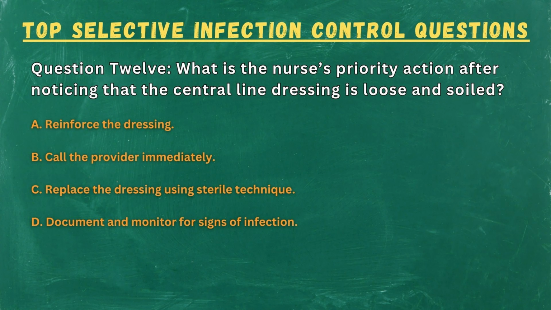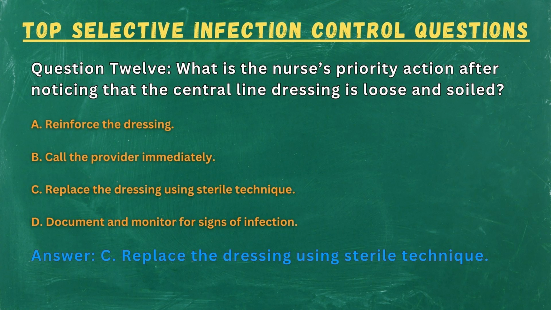Question 12. What is the nurse's priority action after noticing that the central line dressing is loose and soiled? A. Reinforce the dressing. B. Call the provider immediately. C. Replace the dressing using sterile technique. D. Document and monitor for signs of infection. Answer: C. Replace the dressing using sterile technique.